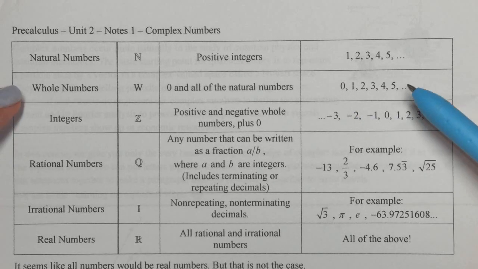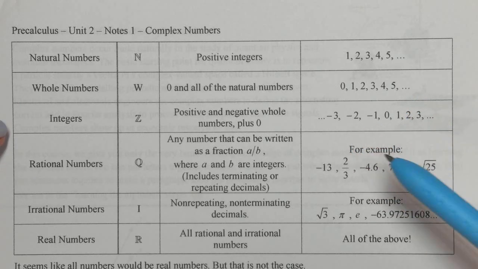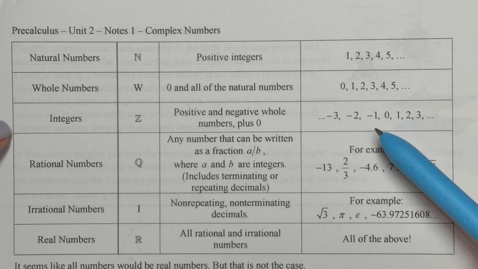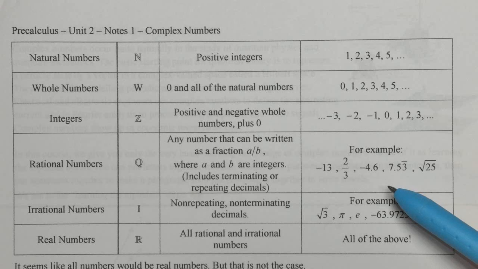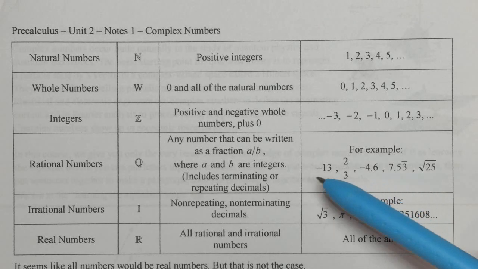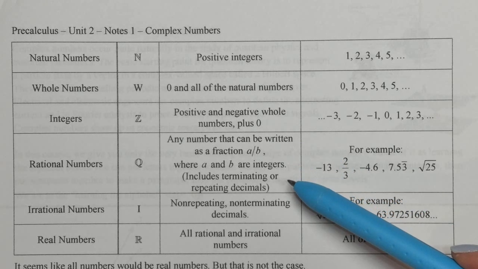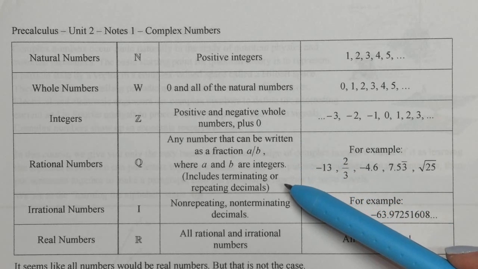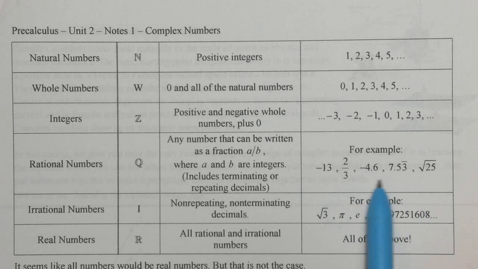Integers are all of those whole numbers plus all the negative whole numbers. So this would be the set of integers. Rational numbers. A rational number is any number that can be written as a fraction where both the numerator and denominator are integers. So that includes terminating or repeating decimals. So these would be some examples of rational numbers.